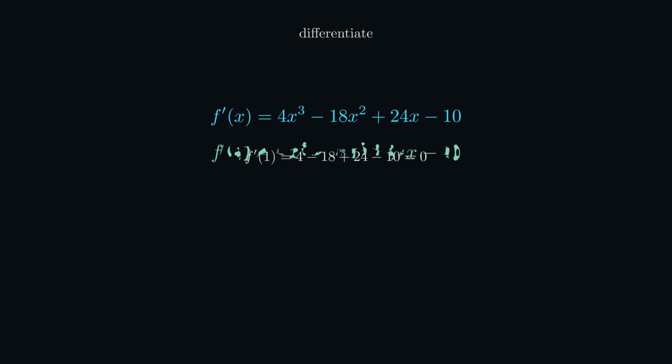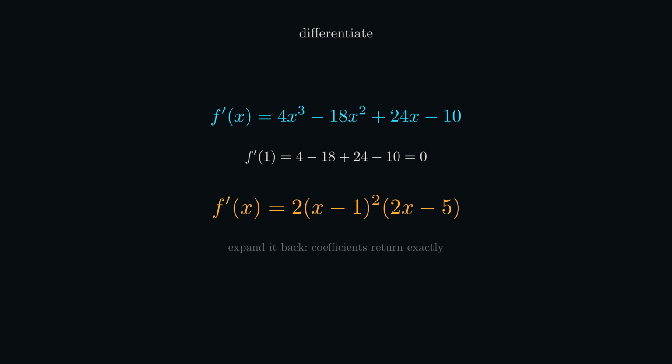Back to the quartic. Differentiate. 4x cubed minus 18x squared plus 24x minus 10. Now, a cubic derivative is not obviously helpful unless it factors, and this one does. Notice that x equals 1 makes it vanish. 4 minus 18 plus 24 minus 10 is 0. So x minus 1 divides it. Divide and the quotient factors again, giving 2 times x minus 1 squared times 2x minus 5.